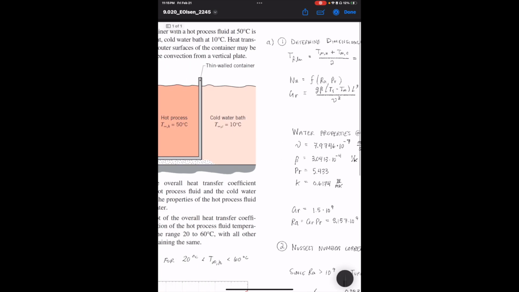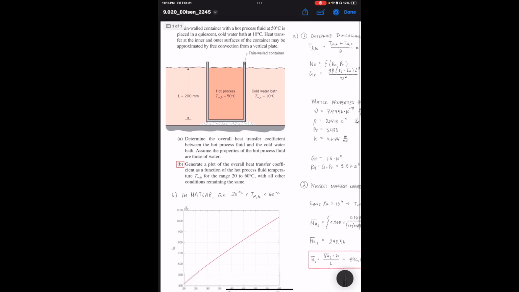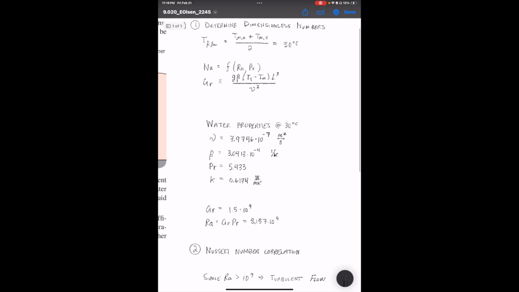So first of all, we have to determine our dimensionless numbers. This is a free convection problem, so we can take all of our fluid properties at our film temperature, the hot process fluid plus the cold process fluid divided by 2. The reason being, since this hot process fluid container was just placed in the cold water bath, I'm thinking that this wall temperature is going to be at 50 degrees Celsius, and there's going to be no temperature gradient there since it's a thin-walled container. So we can just take the temperature of the hot process fluid and the cold fluid, divide that by 2, and we get our film temperature, which turns out to be around 30 Celsius.